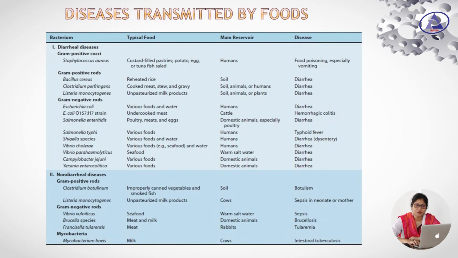Diseases transmitted by food. Diarrheal disease: gram-positive cocci, Staphylococcus aureus; gram-positive rods, Bacillus cereus, Clostridium perfringens and Listeria monocytogenes. Gram-negative rods like E. coli, Salmonella, Shigella, Vibrio, Campylobacter jejuni. Non-diarrheal causes: Clostridium botulinum, Vibrio and Brucella species, and Mycobacterium bovis, which is transmitted through milk.